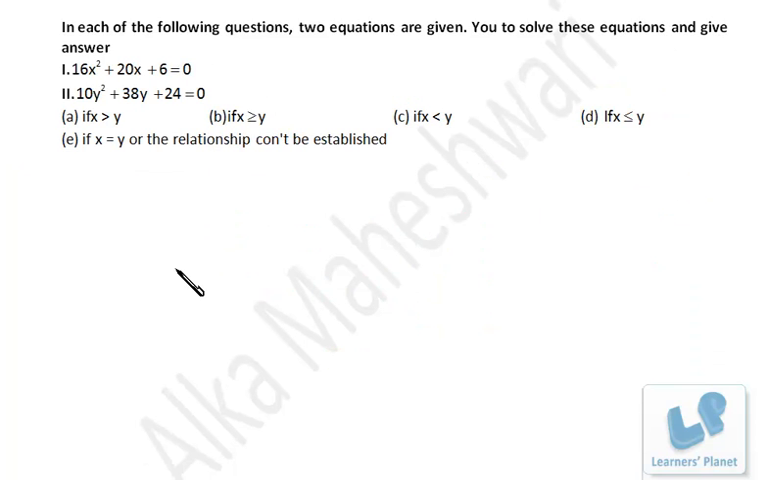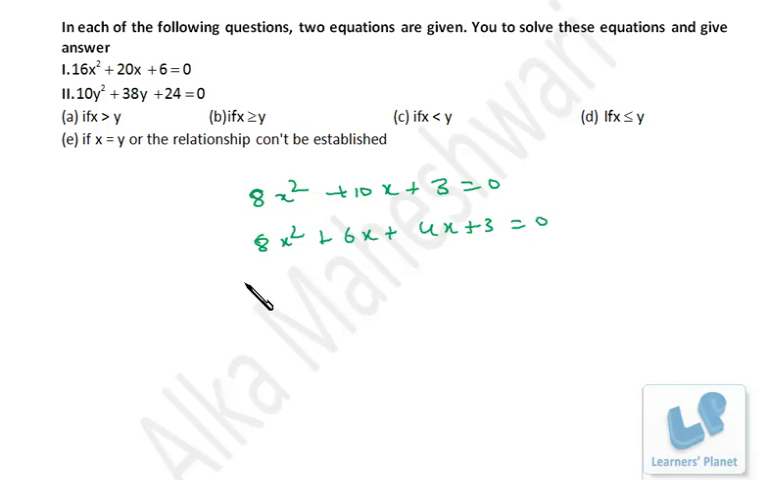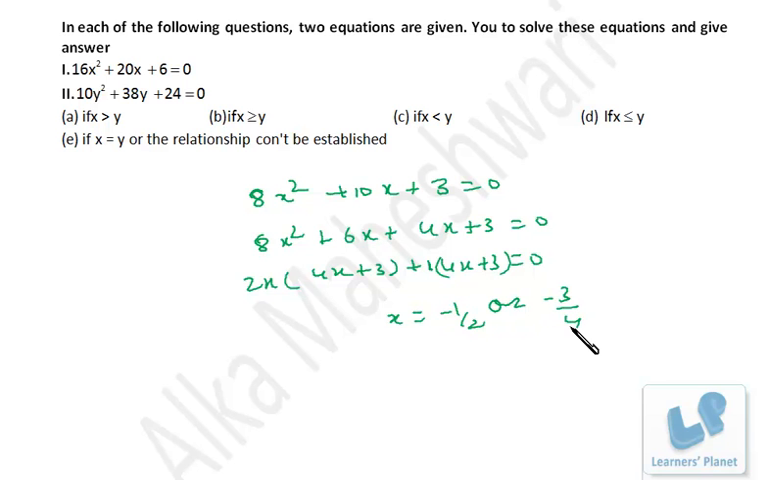Now friends, let's take this question. 16x square plus 20x plus 6, we can take 2 as common. So the equation will be reduced to 8x square plus 10x plus 3 is equal to 0. Now 8 3s are 24, so we can make the breakup as 6 and 4. So 8x square plus 6x plus 4x plus 3 is equal to 0. So it's 2x, 4x plus 3, plus 1, 4x plus 3 is equal to 0. So I just take 1 as common over here. So x is equal to minus 1 by 2 or minus 3 by 4, right? So we got the two values of x.